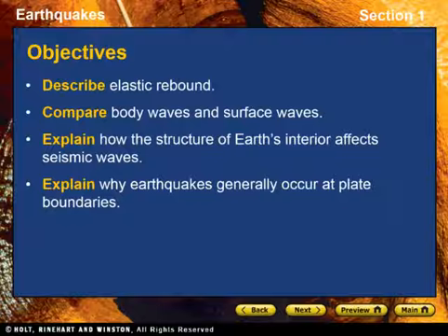And lastly, explain why earthquakes generally occur at plate boundaries, right? So far we know of 3 different types of plate boundaries. We have convergent, divergent, and transform boundaries. Explain why earthquakes generally occur at those locations.